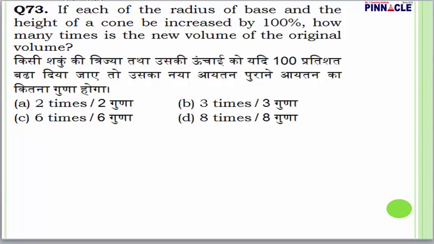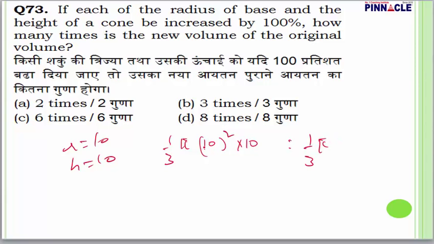Next question, question number 73. If each of the radius of the base and the height of a cone is increased by 100%, how many times is the new volume of the original volume? So 1 by 3 pi r square h, you can write 10 in place of r, and h you can also write 10. We have taken r is equal to 10 and h is equal to 10 for simplicity. If it is increased by 100%, it means 1 by 3 pi, and in place of 10 you write 20 square, and in place of 10 write 20.